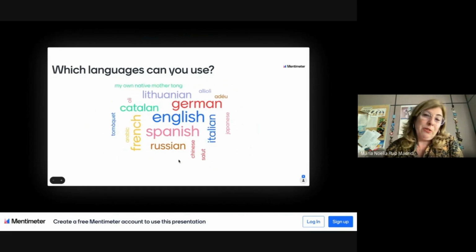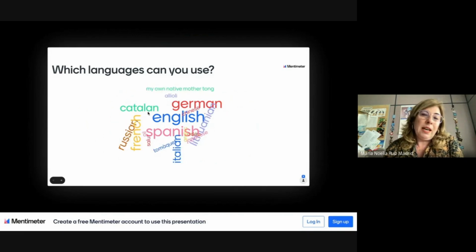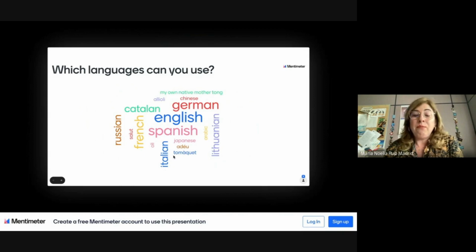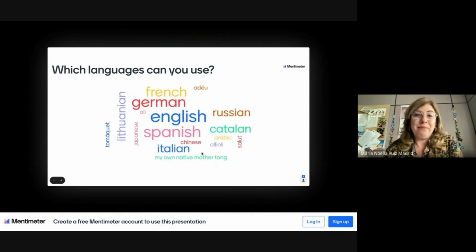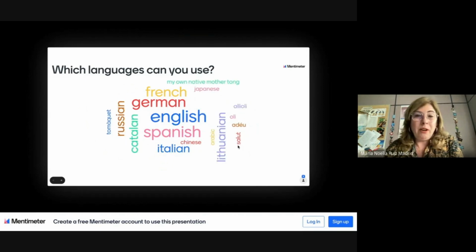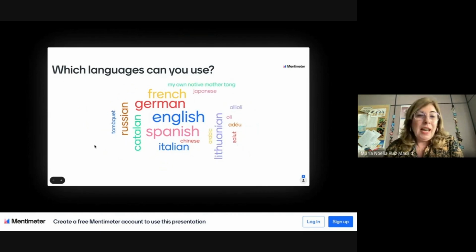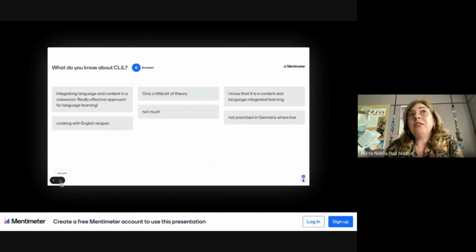We have Japanese, Chinese, okay. We have Lithuanian. And well, we have some other contributions. Anyway, quite a number of languages. So we can consider ourselves a plurilingual, multilingual group, with plurilingual speakers.